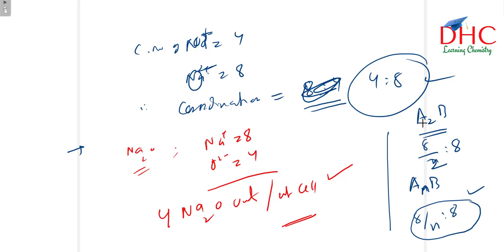So in general, we have AnB compounds in which the coordination number of A will be 8/n. This you remember for competitive exams. I hope you understand it. And now we'll be talking about examples.